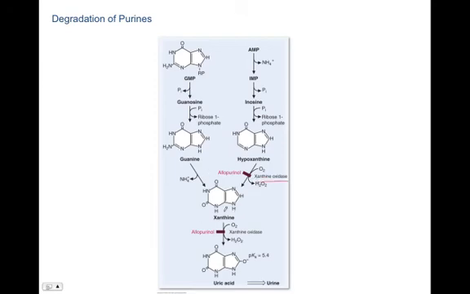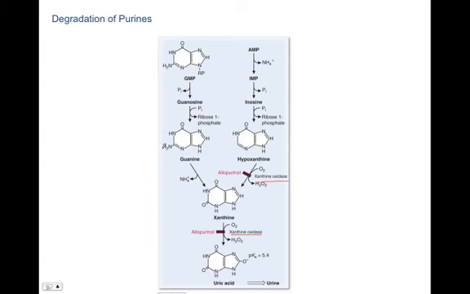Xanthine can be converted to uric acid, also by xanthine oxidase. Uric acid is insoluble. Consequently, accumulation of it can cause a situation termed gout, which usually occurs by the accumulation of uric acid in joints, specifically in the large toe. This causes inflammation, which is very painful.